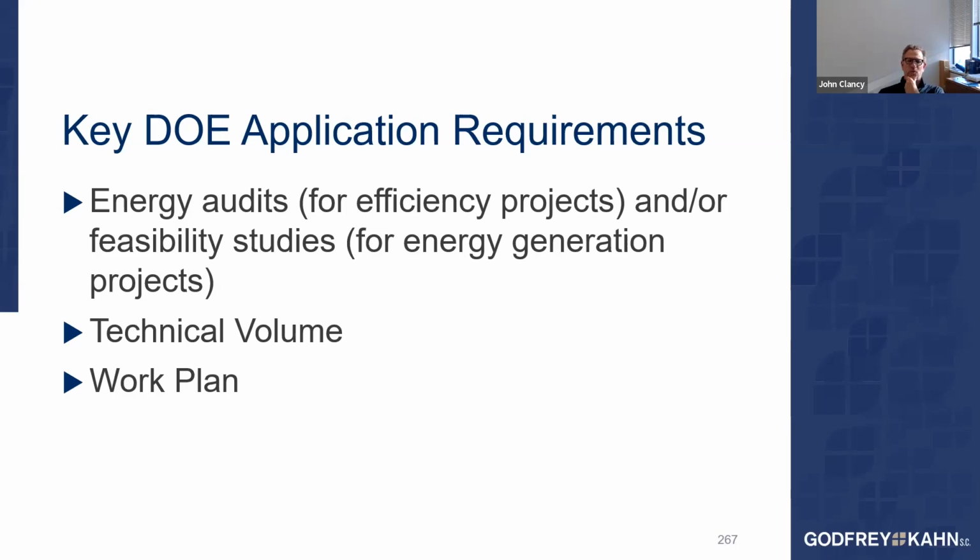There are two key, fairly long documents you put together that get scored: the technical volume, and we'll talk about the elements of that, and the work plan, which is what you're going to do to implement your project. Those are the heart of the application. There are a lot of other documents you have to submit too, but another thing you have to have available, if you're doing efficiency projects, is energy audits to show the energy usage and how that can be reduced.